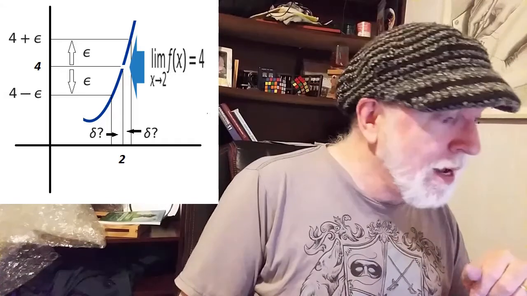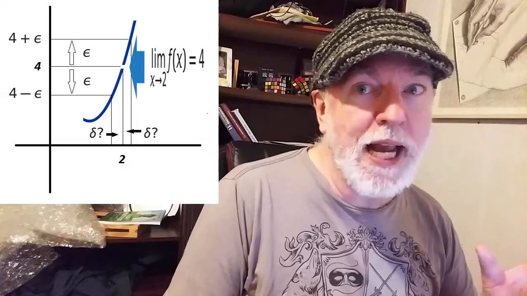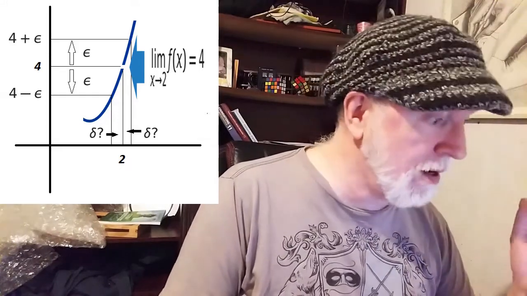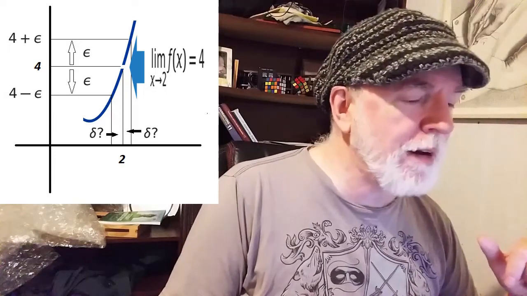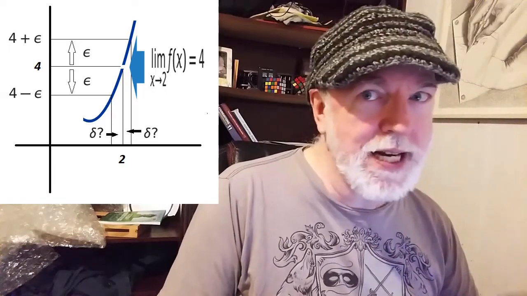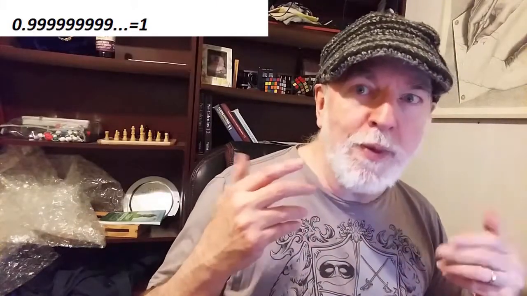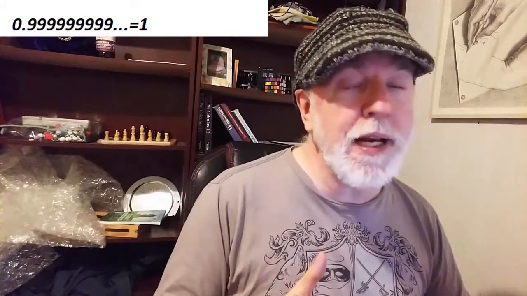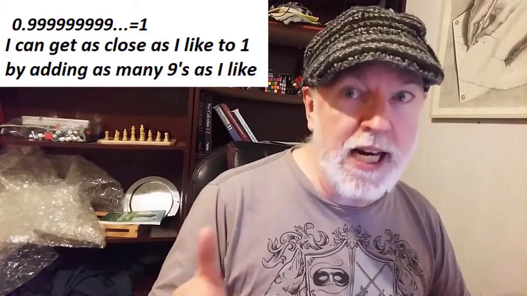Okay? So this formalizes a little bit what we mean by we can get as close to 4 as we like by picking a number close enough to 2. Now, where does that bring us with the 0.99999...? What we mean by that equaling 1 is we mean we can make that number as close to 1 as we like just by adding more 9s.